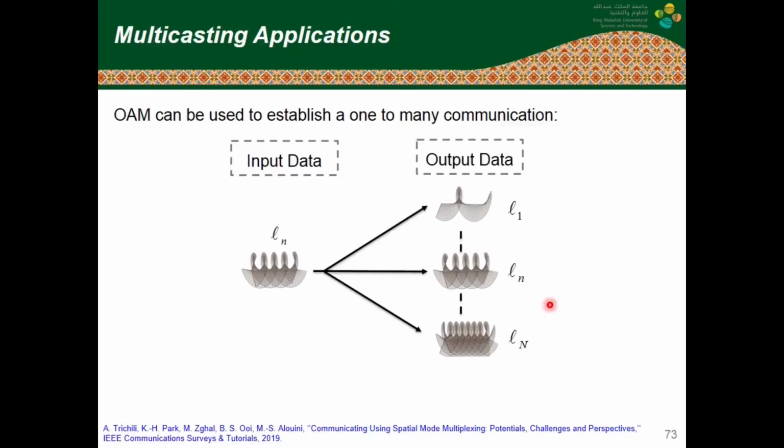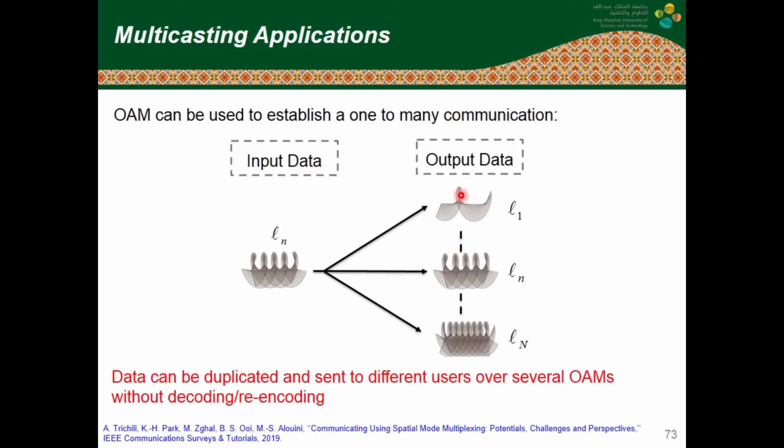An additional exciting way of using OAM states is multicasting communication. Data on a particular OAM state can be duplicated and sent to different users over many OAM channels without decoding and re-encoding processes independently. This is independent from the propagation media or the application, either fiber or free space.